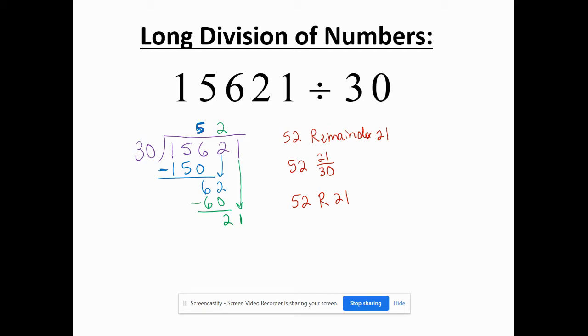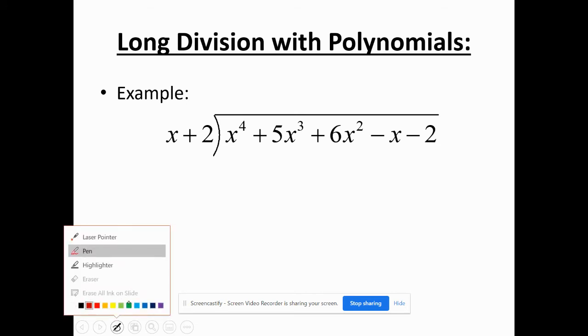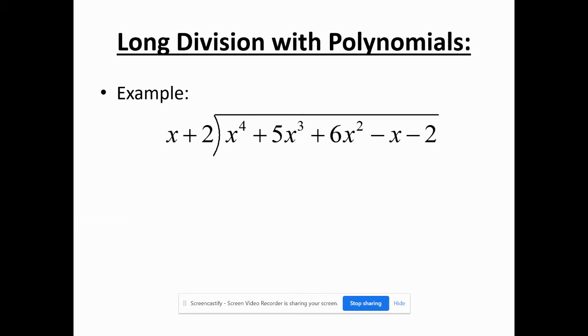Now, at this point, if your head is spinning, make a note to yourself that you might want to go look up some videos on long division of numbers. It might help because long division of polynomials is going to follow this pattern. So let me flip to the next slide, and here we have an example. Okay, so let me talk my way through this.